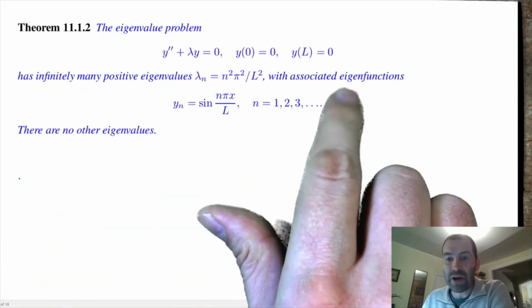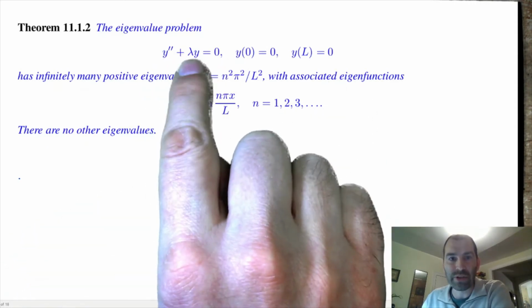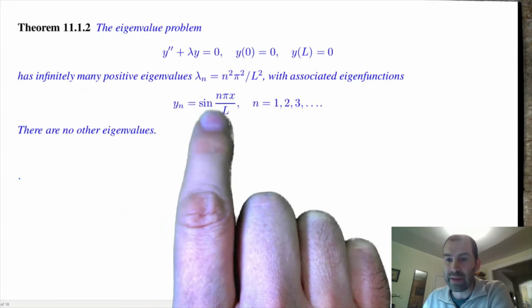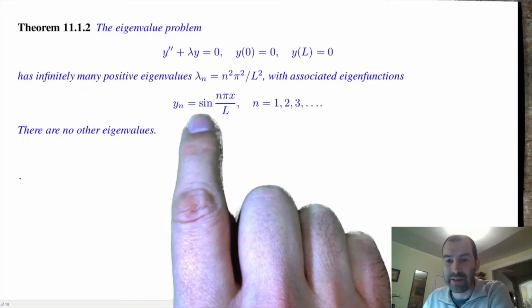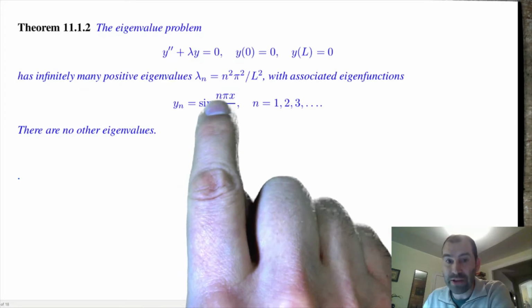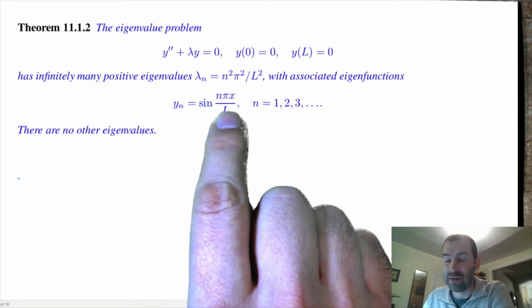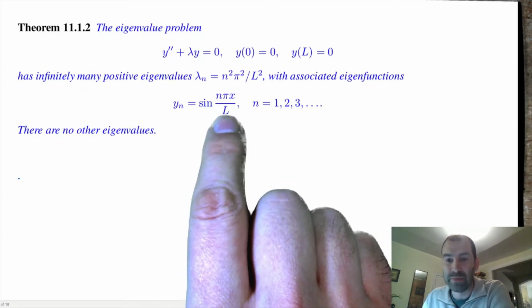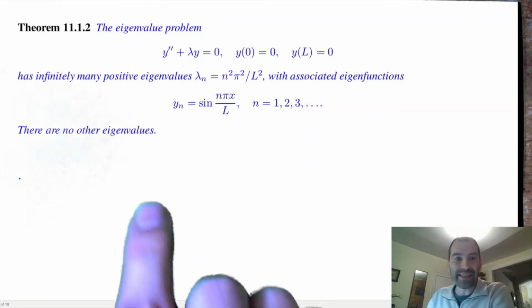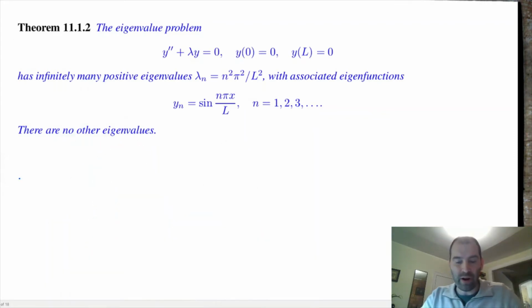And the eigenfunctions, the solutions that go along with those eigenvalues, are given by this. They are all sine of n pi x over L, for some integer n. Remember, L is just the length of the interval. And that's all the eigenvalues. That's all there are. So we've solved the eigenvalue problem. We found all the eigenvalues and all the associated eigenfunctions, up to a scalar multiple.